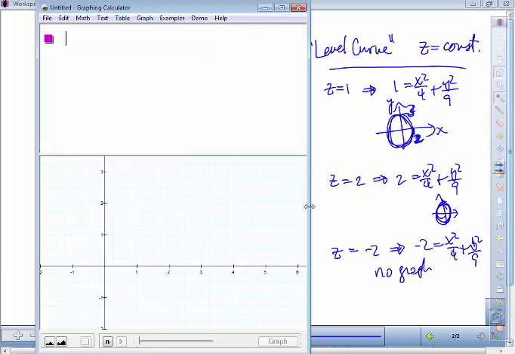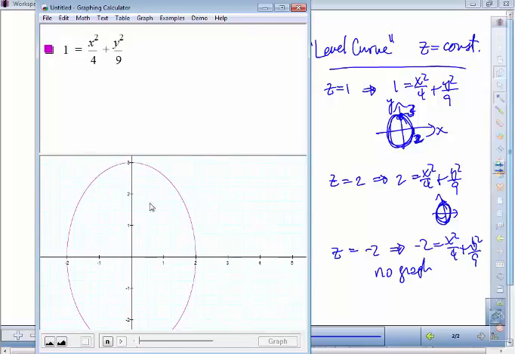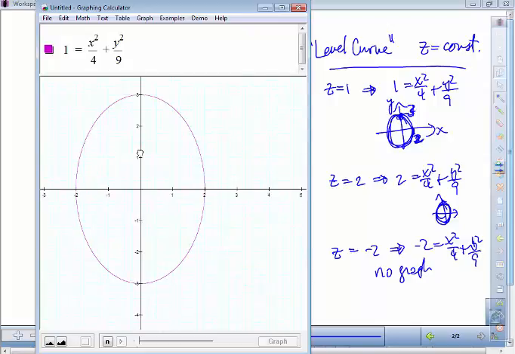Well, but this is 3, 0 or 0, 3, right? I don't know, I think it's right. X squared divided by 4 plus y squared divided by 9. It looks like 3 and 2. Yeah.